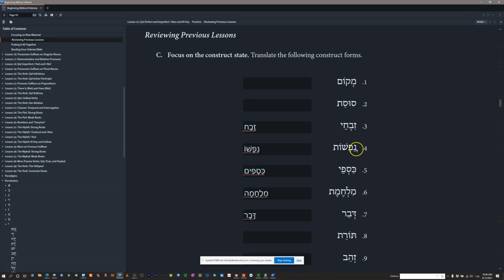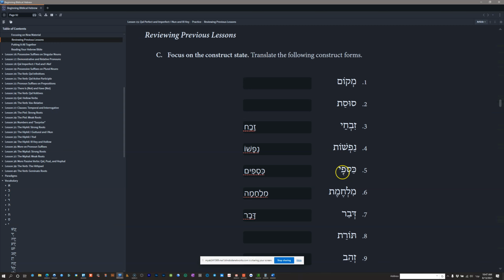Nafshot here. This is construct. It's a little bit tricky because the ot ending occurs in the feminine plural construct and the feminine plural absolute. But if this were the absolute, I think you would actually have the shva under the noon, and you'd have a kametz under the pei. Nefashot. That's the pattern that the segolates follow when they go into the holam vav tav plural ending. So nafshot is the construct form.